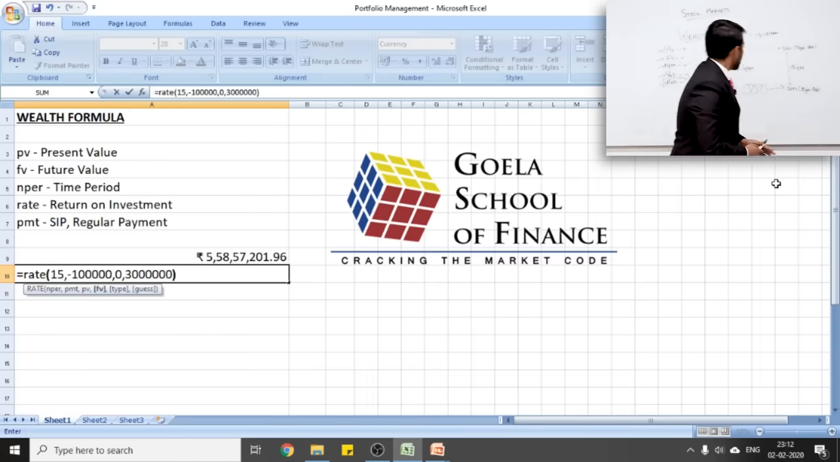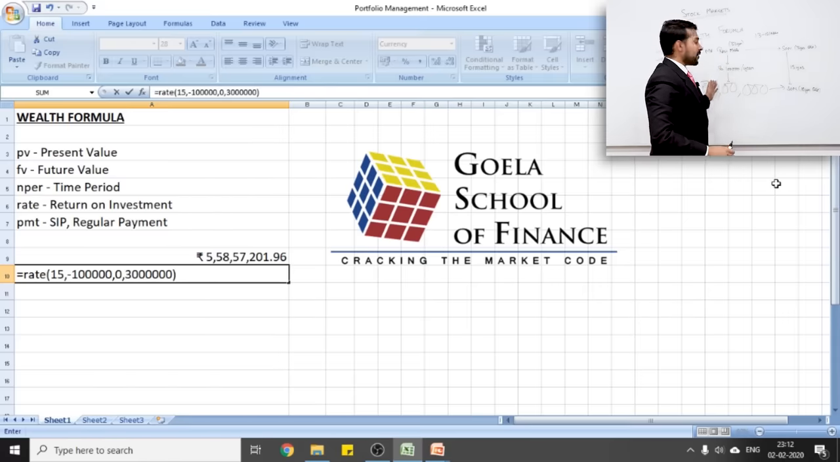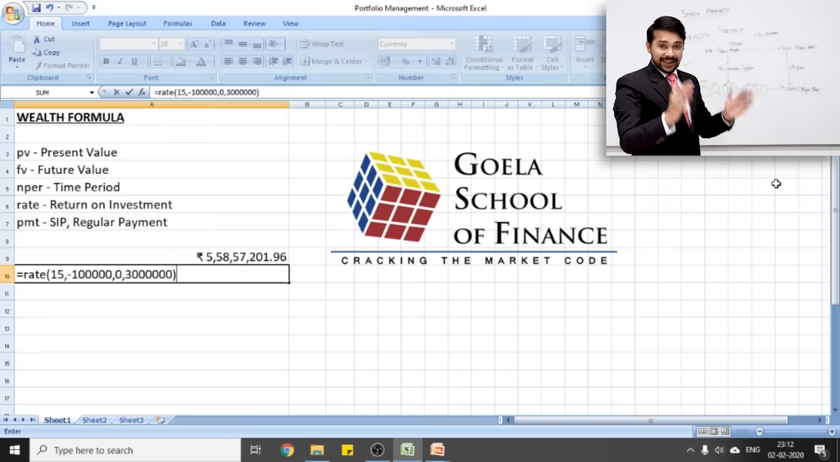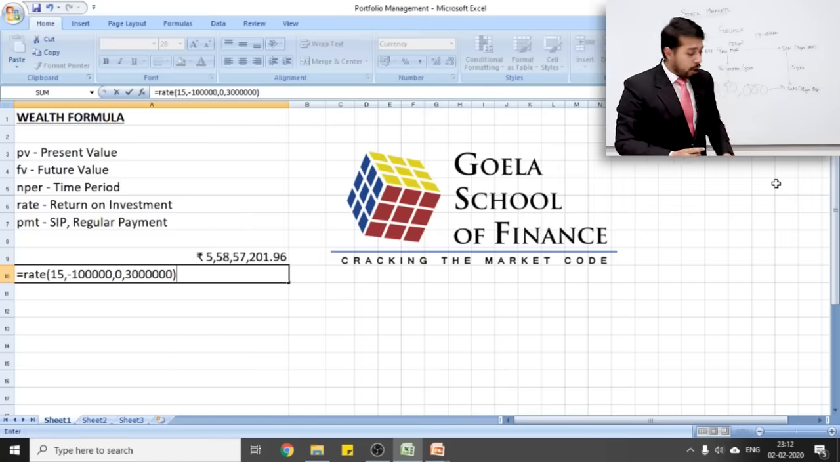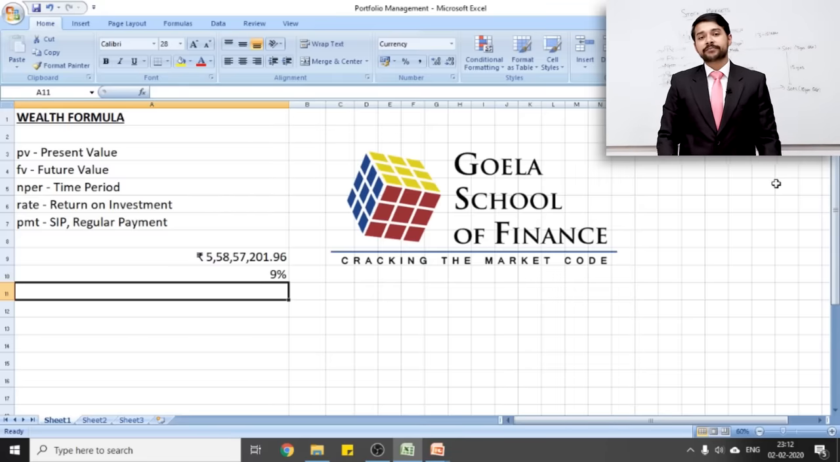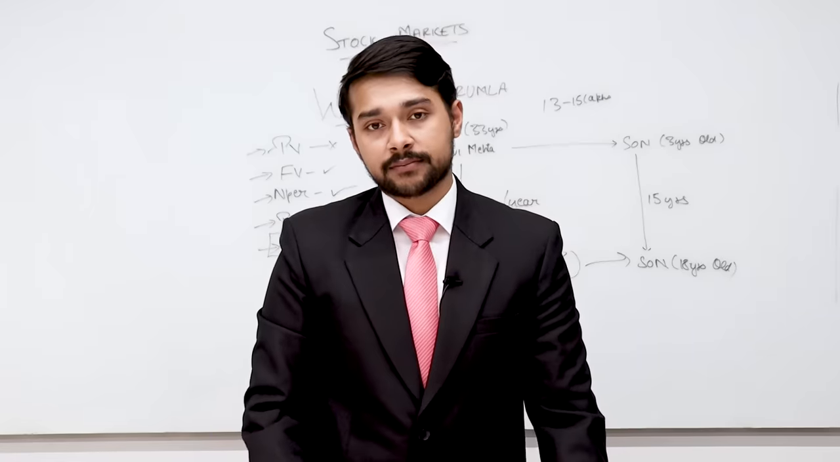I close the bracket. So, for us to give Ravi 30 lakhs, we need to make him an annual growth rate, an annual CAGR, of 9%.